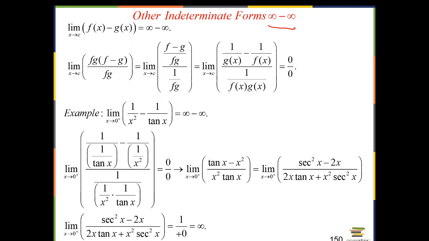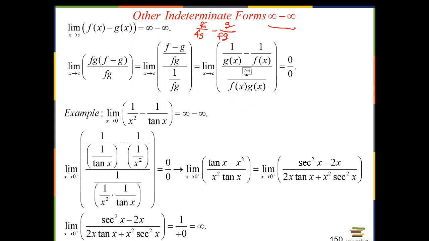Now we separate f over fg minus g over fg, right? Here the f gets cancelled, so you get 1 over g, and here the g's cancel, so you get 1 over f. And this is just 1 over fg.